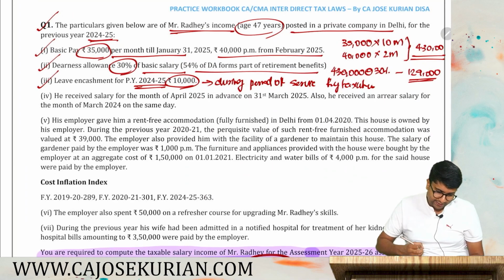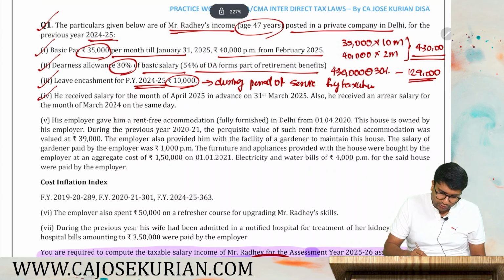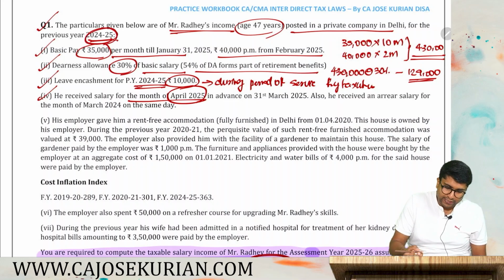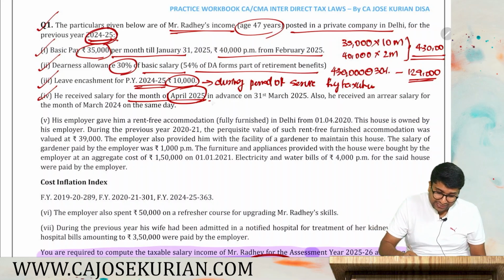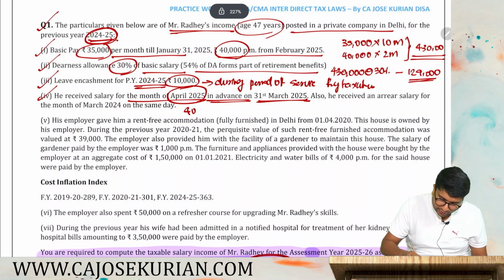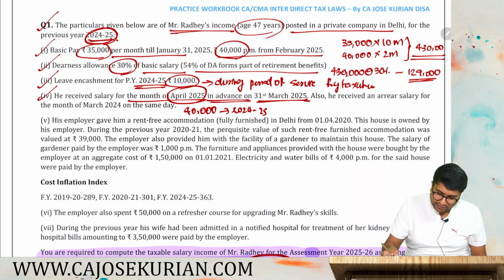Then what is next? He received a salary for the month of April 2025. The relevant PY is 24-25. April 2025 comes in the next year, but he received that April month salary in advance on 31st March 2025. So April month salary means it is 40,000, right? So that 40,000 would be obviously taxable in the year 2024-25.